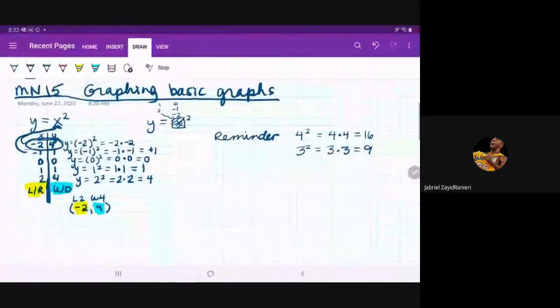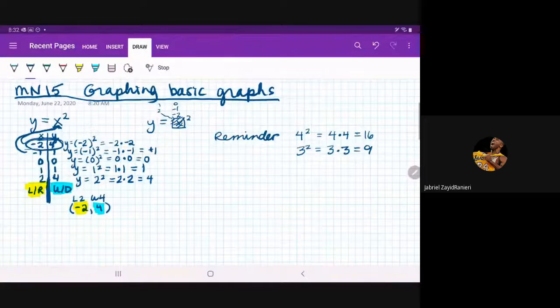Okay, so underneath my yellow highlighting where it says L/R, I'm going to put a little negative sign for the L and a positive sign for the R. And then for the up down, the up is the positive and the down is the negative. Okay, that's when you're graphing individual coordinates.